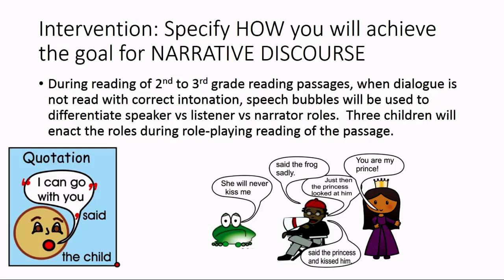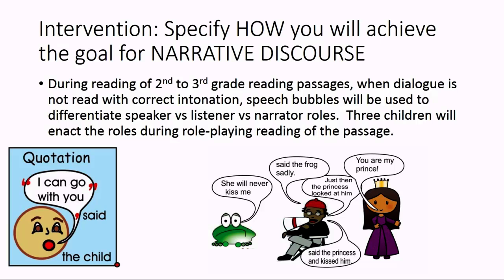So in our little story below here, in quotations, the frog says, "She will never kiss me." And then the narrator said the frog sadly. The narrator reads the next line too that does not have quotes around it. Just then the princess looked at him. And then we have dialogue, so the princess has quotations around hers. "You are my prince." And then the narrator chimes in again saying, said the princess and kissed him. The narrator has to become just as much a part of the dialogue and have a role. Otherwise, the kids don't understand who's speaking and who's just telling you about it.